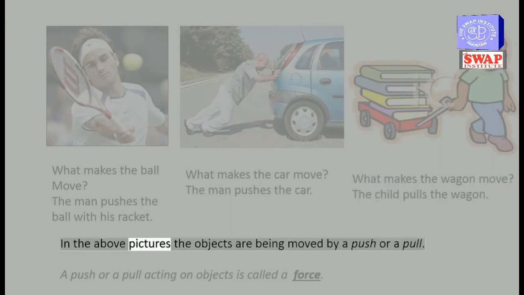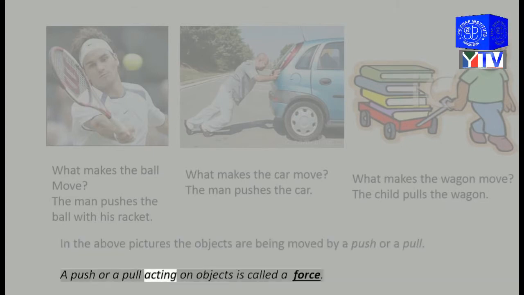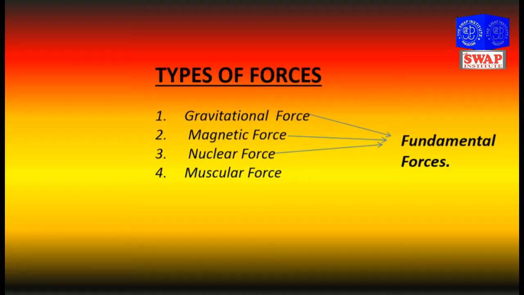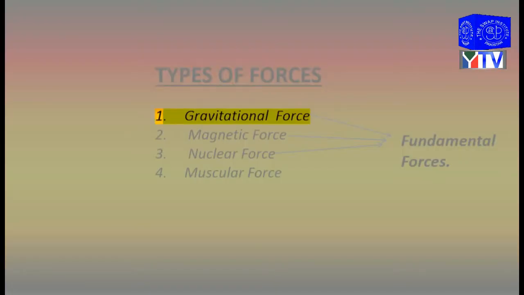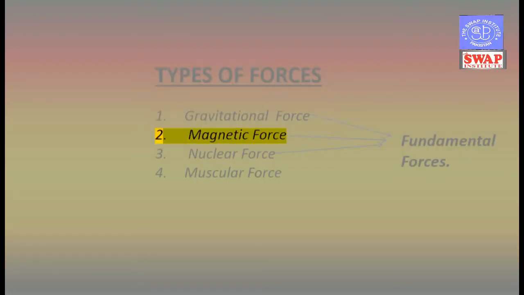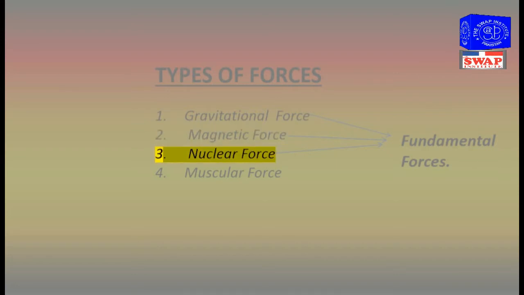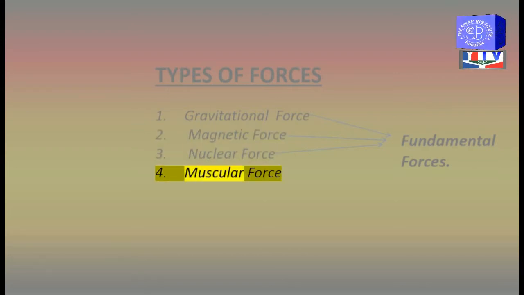In the above pictures, the objects are being moved by a push or a pull. A push or a pull acting on objects is called a force. Types of forces: 1. Gravitational force. 2. Magnetic force. 3. Nuclear force. 4. Muscular force.